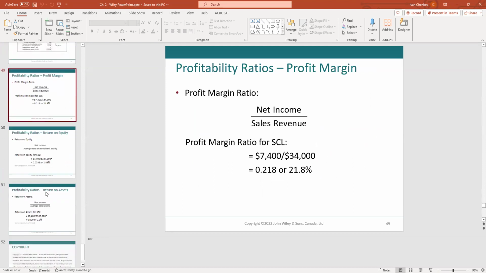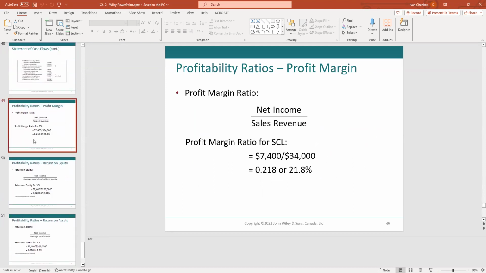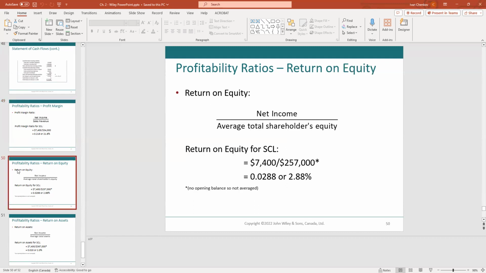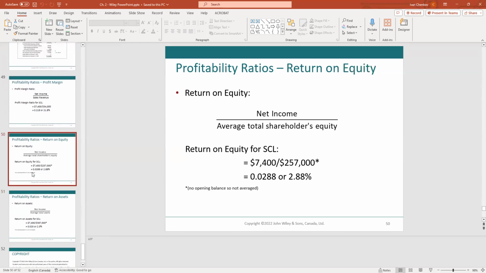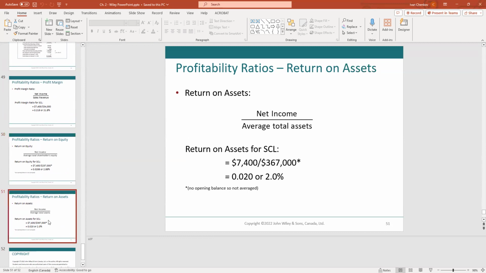And the last thing is to calculate the ratios. Which ratios? We're going to talk about the profit margin ratio, the return on equity, and the return on assets. Because every shareholder wants to know how much he gets for the money that he invested, and what the ability of the company is to generate income from the assets the company has. And that concludes our chapter 2.